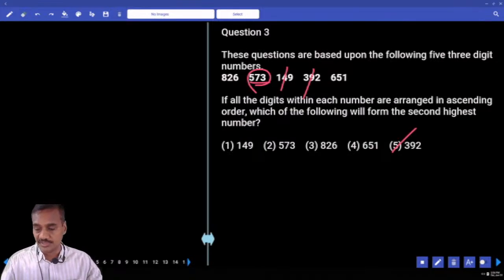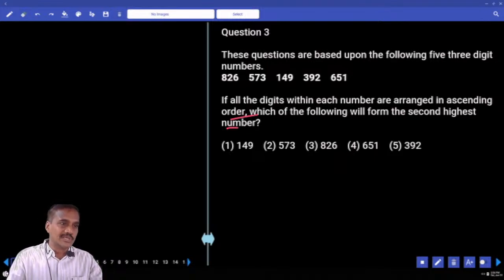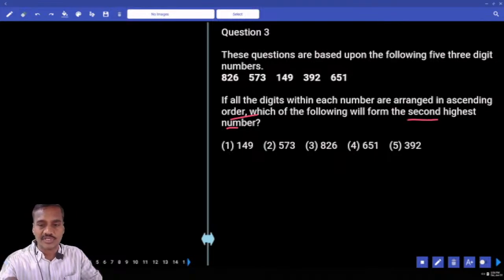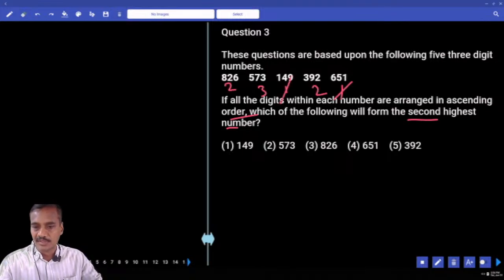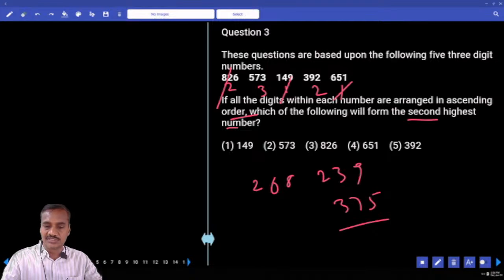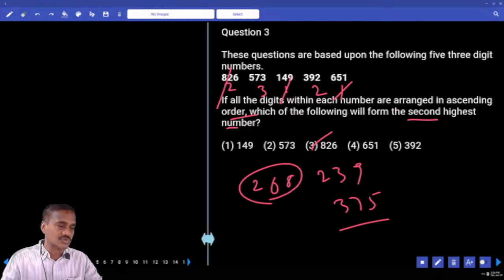Then coming to question number 3. Now all the digits within each number are arranged in ascending order and we need the second highest number. Ascending order, and second highest. Now in that number the lowest digit will come to the first place. Then for the second highest number, look at the lowest digits: here there is 2, here there is 3, here there is 1, here there is 2, here there is 1. The 1s are done. Then for the second highest, these are the numbers: 268 is next, and 239 and 375. Then tell me which is the highest? This is the highest and the second highest is 268. We are getting it from 826, choice 3.